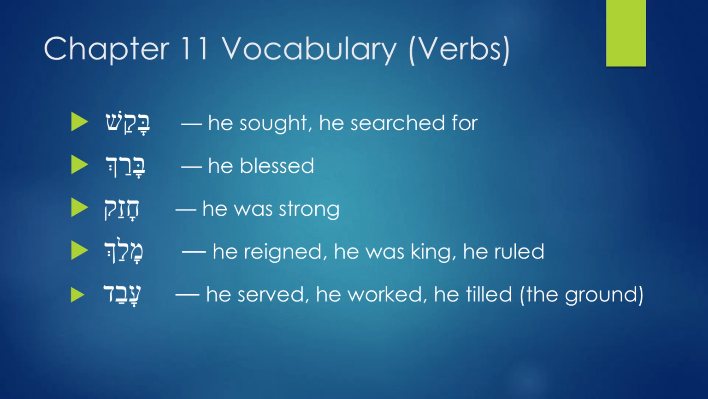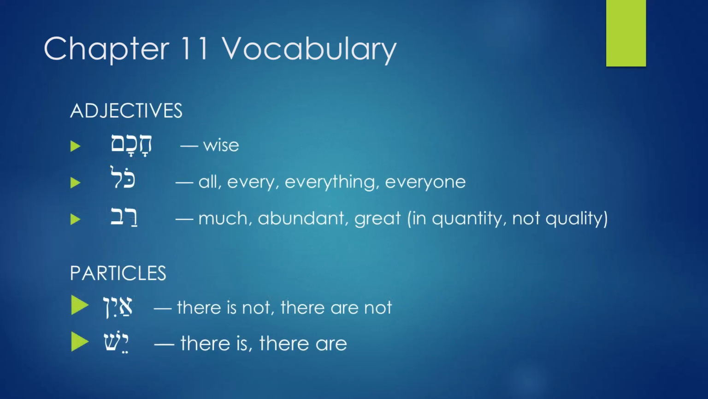And then we have Avad. Avad means he served or he worked. It can also mean he tilled, more like tilling the ground. So Avad means he served or he worked. Then we come to adjectives. On the adjectives we have Hacham. Hacham means wise. Then we have Kol. Kol means all. It means every, everything or everyone.